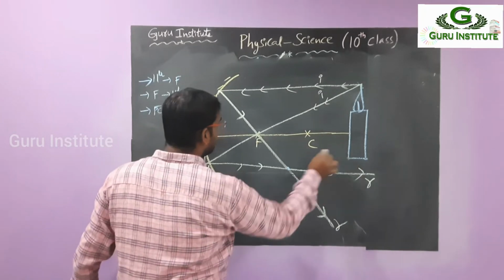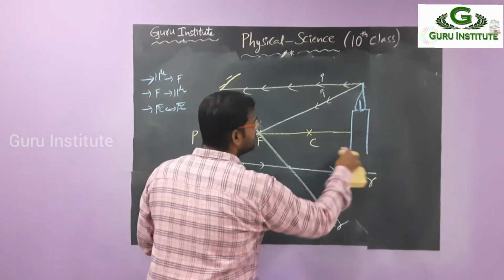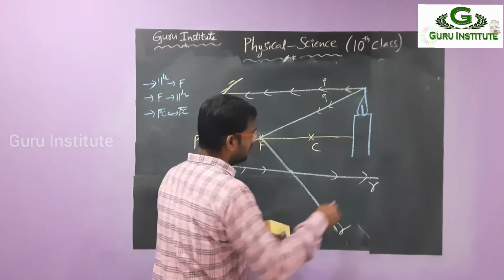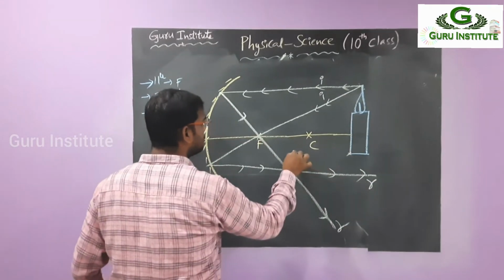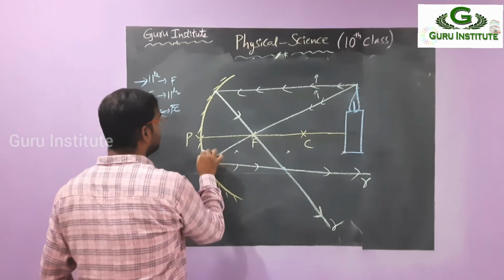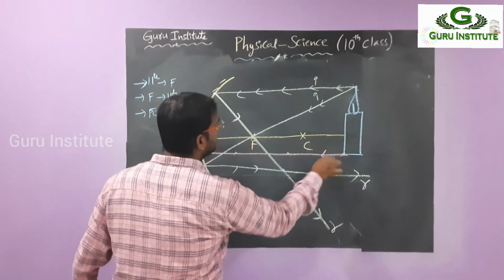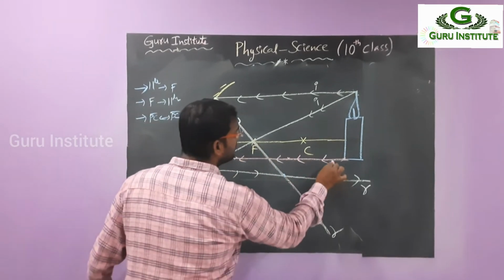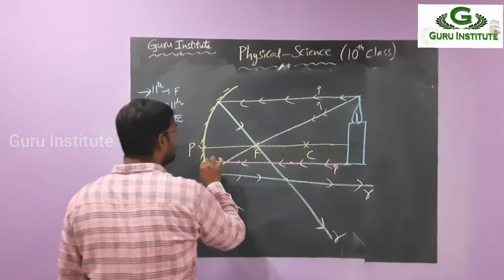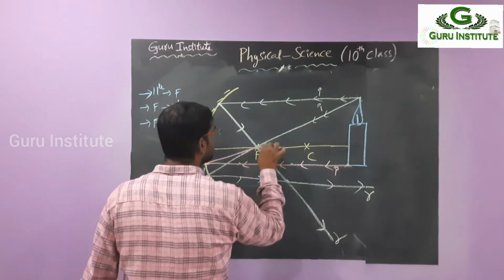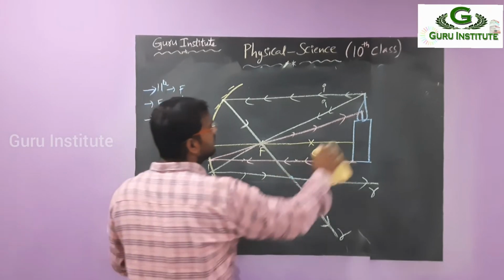Now again take the ray parallel to the principal axis. I am taking it a little short. This is the first branch. If you use a scale, you will get it exactly on your paper. This is the incident ray. Then it is parallel to the principal axis and passes through the focus, so it should go like this.